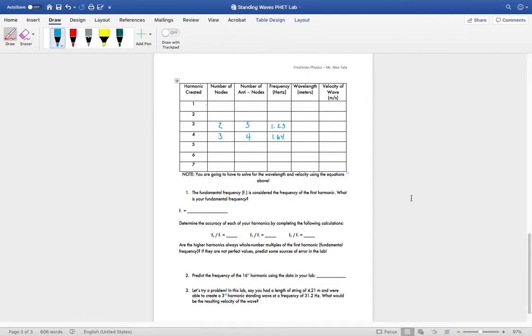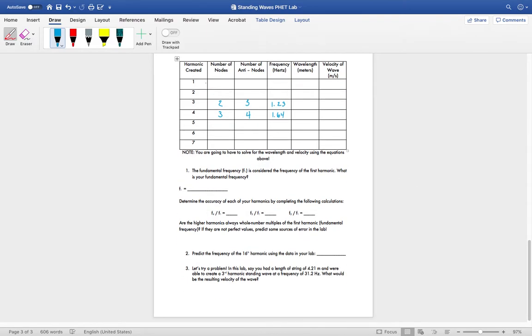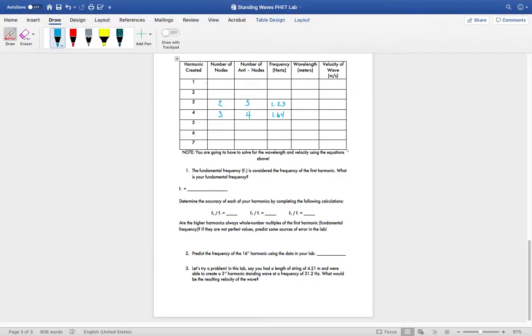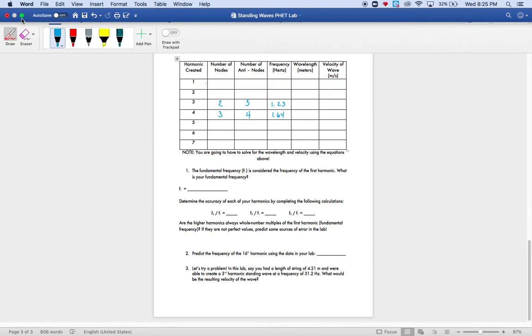I'm going to want you to go through and answer a couple of questions for me. It's specifically talking about a fundamental frequency. Every single object in the fundamental frequency is going to have just the first harmonic. And I want you to practice and predict some things. So I'm going to see how accurate you are with your harmonics by dividing the frequency of your 4th harmonic by the frequency of your fundamental. Or I'm going to have you predict, talk about some errors, and then finally try one problem.